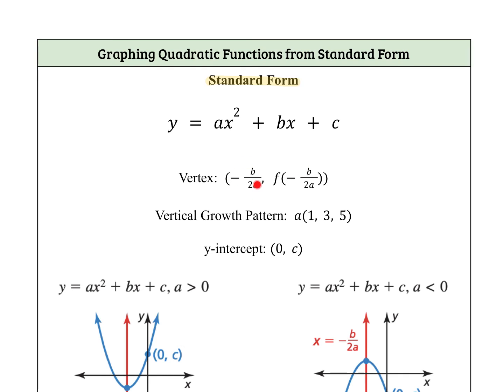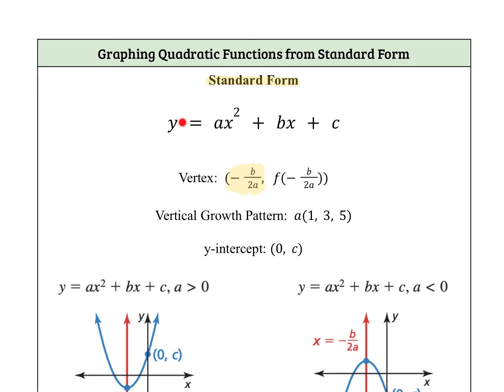The x value of your vertex is always going to be -b divided by 2 times a. So b is always the coefficient of x, and a is always the coefficient of x squared. And then to find the y value of the vertex, you just simply plug that x value back into your function. So this should be something that you absolutely have memorized.